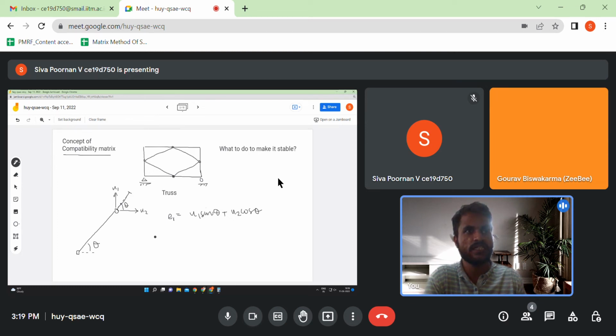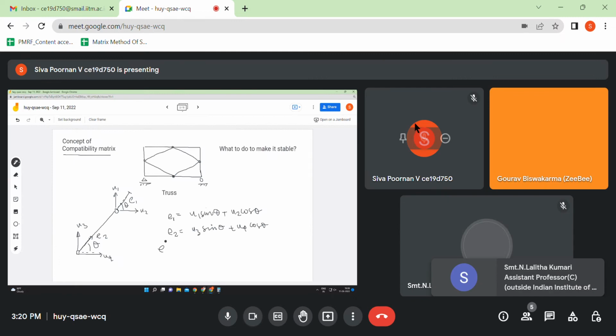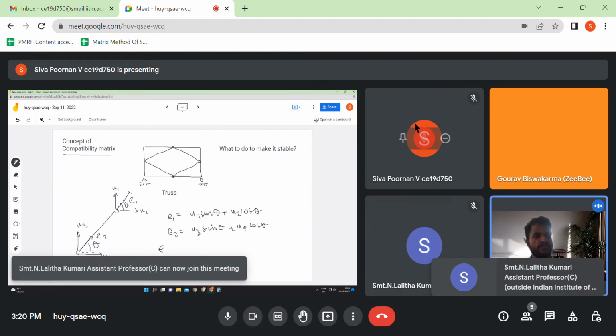happening this side, right? So e2, let me name it as the elongation that is happening here. That will be, if this is u3 and u4, then I can say that e2 will be u3 sine theta plus u4 cos theta, right? So I can say elongation is going to be e1 minus e2.